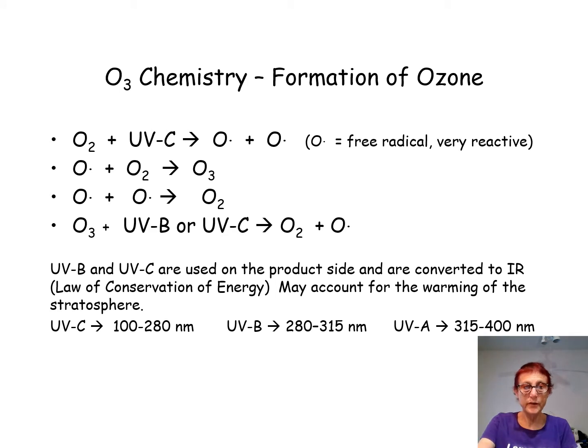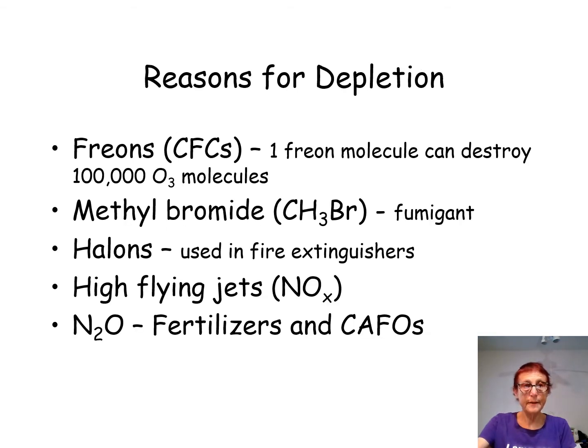And you can see the different wavelengths for UVB, UVC, and UVA. And again, it's UVB and UVC that are essentially utilized in these reactions. So why do we have depletion of stratospheric ozone? The major culprit are freons, or CFCs, or chlorofluorocarbons. And as we'll see in a minute, a freon molecule can be responsible for the destruction of 100,000 ozone molecules because of the chain reaction that is set up.